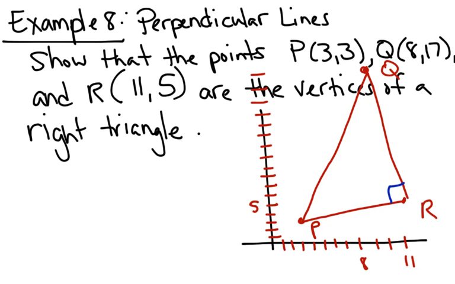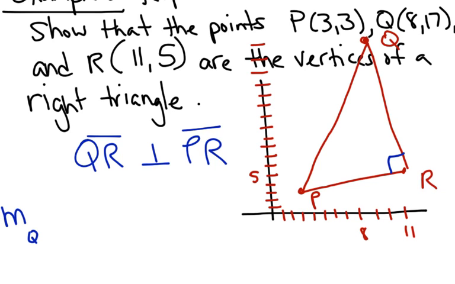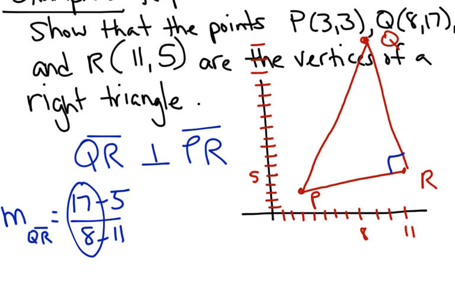So if this is a right triangle, then QR must be perpendicular to PR. So if I find their slopes, they should be opposite reciprocals. Well, let's do that. Let's start by finding the slope of QR. So remember, in order to do the slope, it's change in y over change in x. So I'm going to do 17 minus 5 over 8 minus 11. Remember that order matters. These two and these two better match up as ordered pairs.